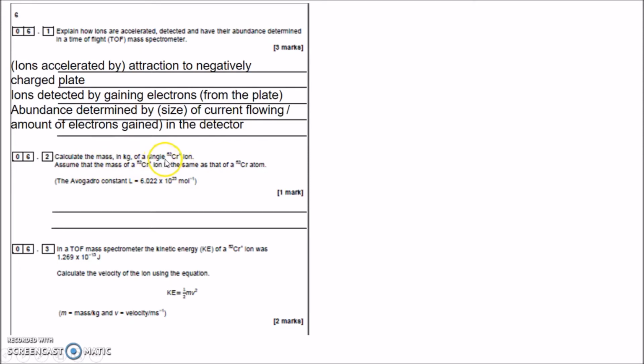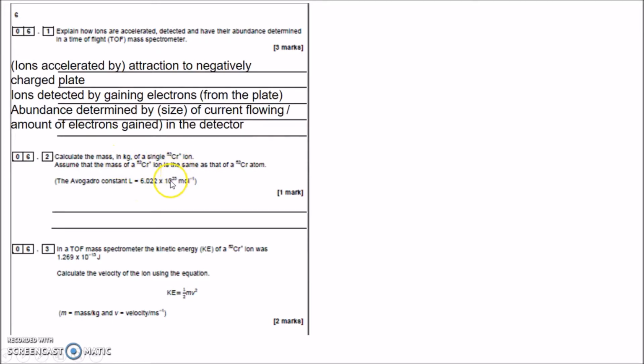Calculate the mass in kilograms of a single 52 chromium plus ion. So the chromium plus ion has had an electron removed, and it's going to accelerate down this plate, hit the detector, and then the plus ion will gain an electron, make a current on the plate, and we can work out, depending on the size of the current, how many of these are hitting the plate. Assume the mass of a 52 chromium ion is the same as a 52 chromium atom. It's only had one electron removed and become plus, and electron mass is negligible, next to nothing, so that's fine.